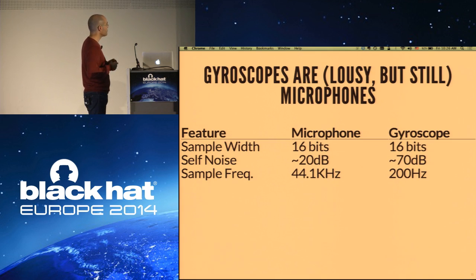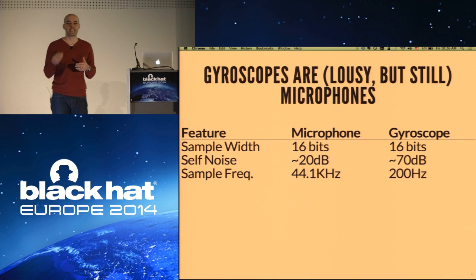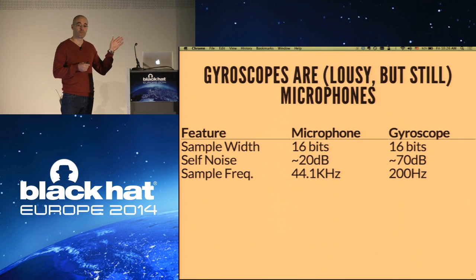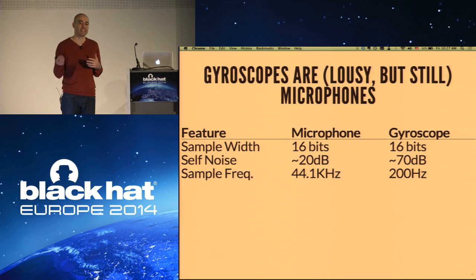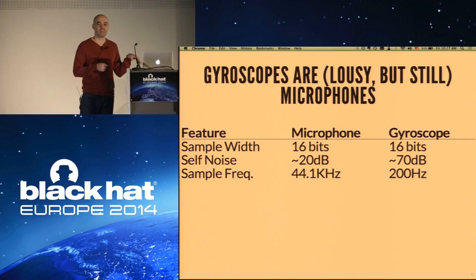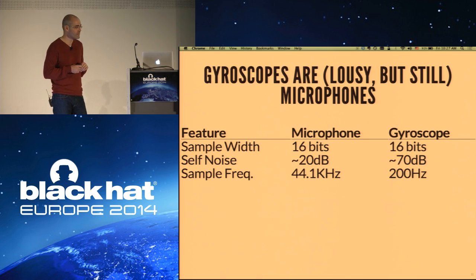The other feature is the sampling frequency. A sampling frequency means how many times a second we can access the microphone or the gyroscope and sample their output. A typical value for a microphone is 44.1 kilohertz, which means that we can access the microphone 44,000 times a second and get its output. For a gyroscope, the value is extremely lower. It's only 200 hertz. Namely, 200 times a second, we can access the gyroscope and get its output. This means that gyroscopes are pretty lousy as microphones, but they still can be used as microphones.